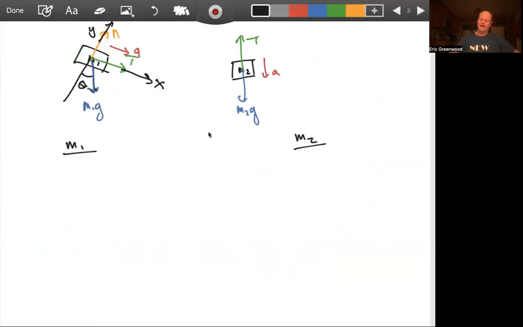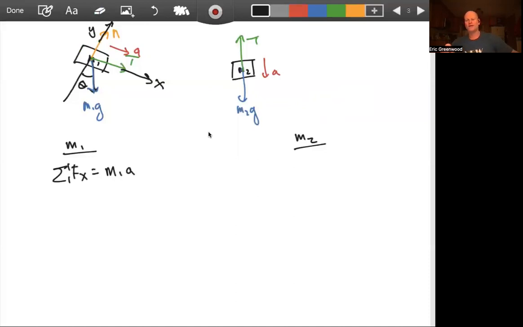Now, in this case, since all I care about is the acceleration, and there's no acceleration in the y direction, let's only look at some of the forces in the x direction. So again, the first thing I'm going to do is ask myself a yes or no question: is m1 accelerating? In this case, the answer is yes in the x direction. So here, the sum of the forces on m1 is going to be equal to m1a.